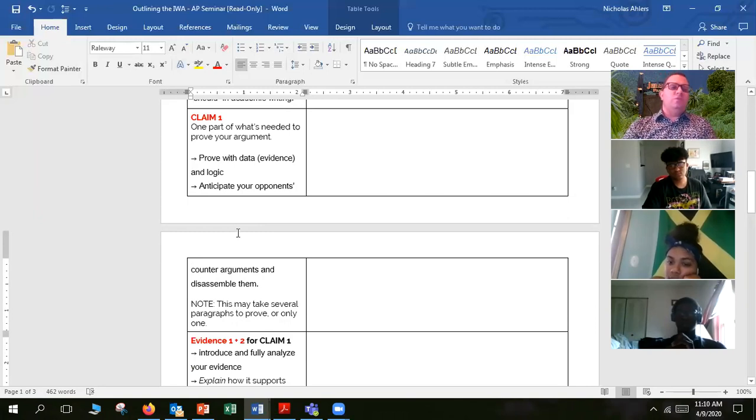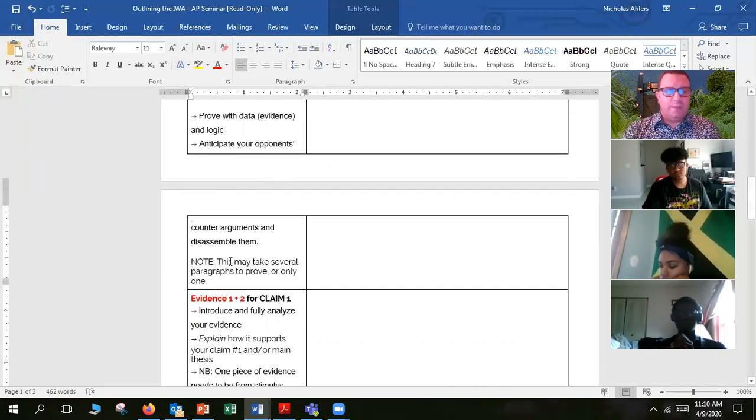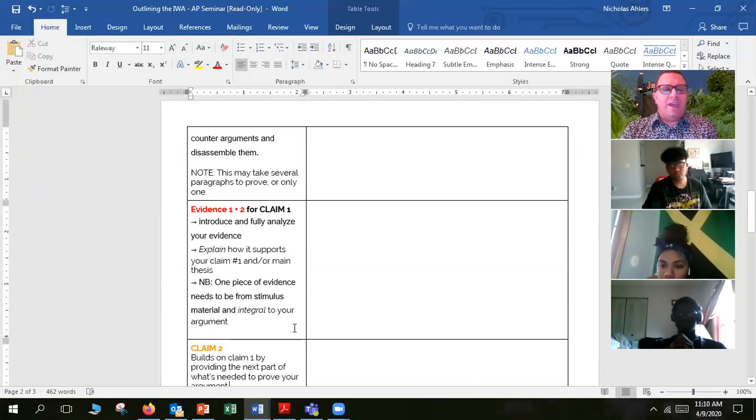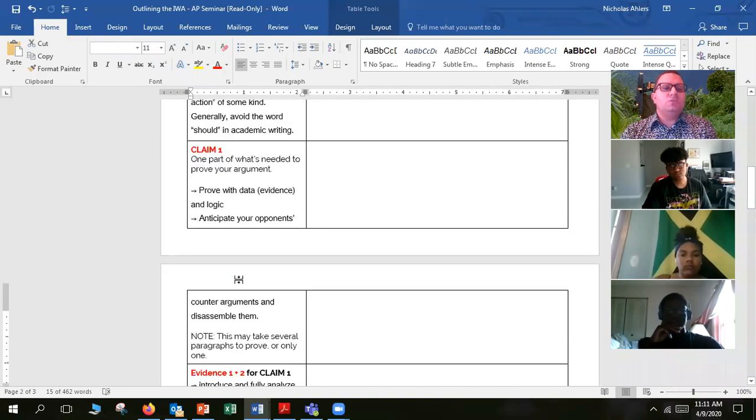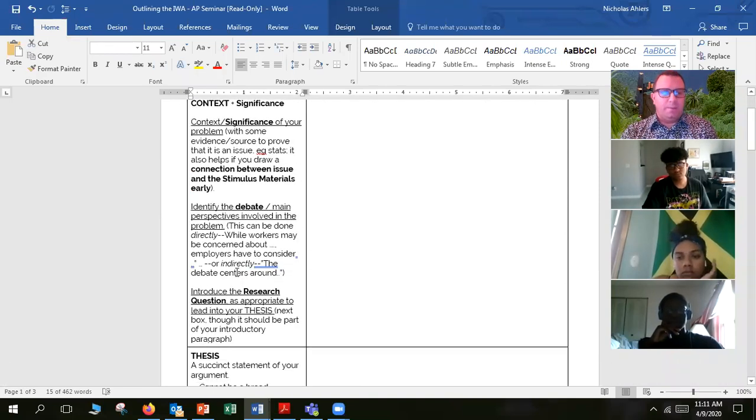Okay, you want to avoid having one giant paragraph for each claim. That's a situation that you're going to want to avoid. And so with your evidence, okay, remember that at least one piece of your evidence needs to be from the stimulus material, and it needs to be very integral to your argument. You already should have introduced the stimulus material back up here, okay?